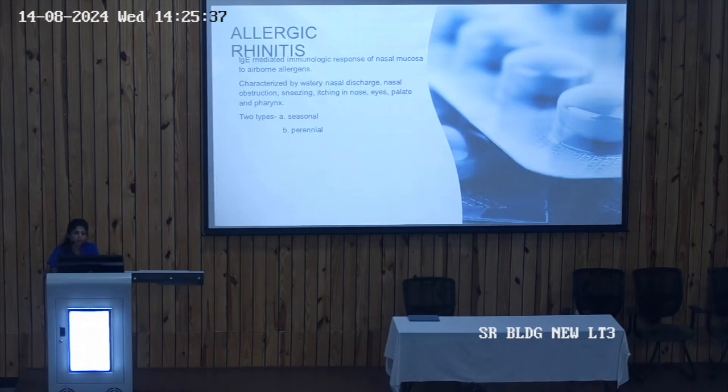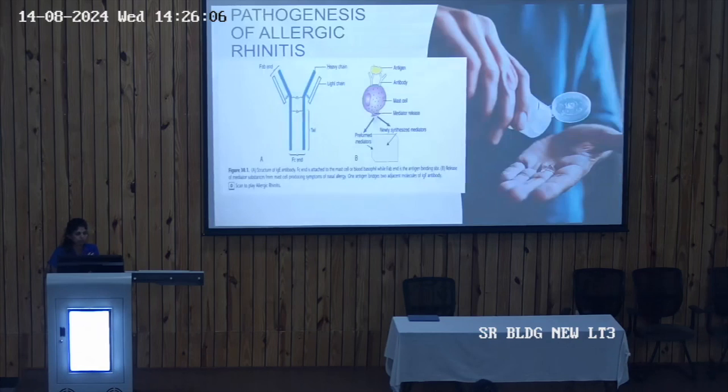Then coming to the next topic, allergic rhinitis. It is basically an IgE-mediated immunologic response of the nasal mucosa to airborne allergens. It is characterized by watery nasal discharge, nasal obstruction, sneezing, itching in the nose, eyes, palate and pharynx. Two types are seen: seasonal, during a particular season like the season of pollens, when the patient complains of all these symptoms. Perennial, the whole year, where the patient says, I have the problem all 12 months.